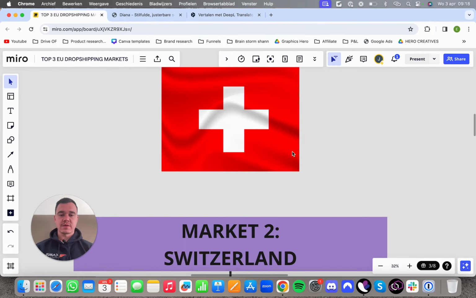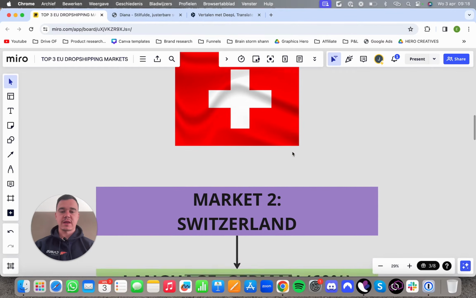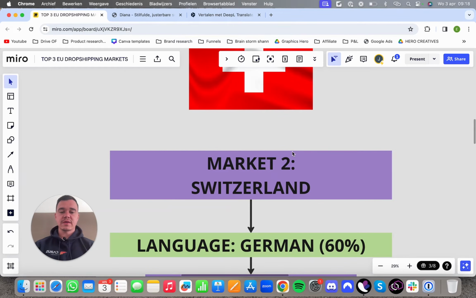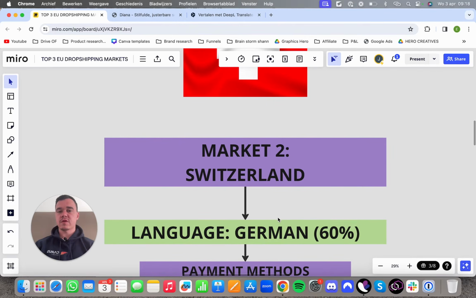It's Switzerland. It's a very, very strong country. They have a high buying power. They are very, very rich. They have their own currency, the Swiss franc. And this is what makes this a great country to sell in. So what is the language that they use? Well, 60% of these people speak German. The rest is, I believe, a little bit of French, but mostly they are German speakers. So this is pretty simple.